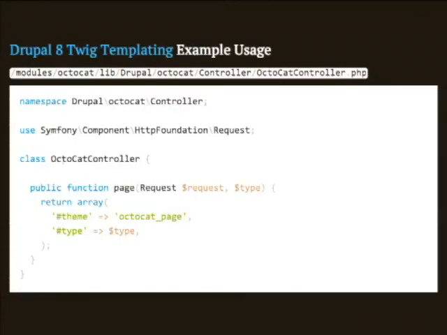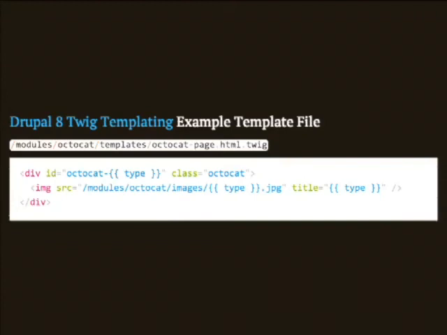So in the case of our controller, we saw this code earlier, but essentially, we have this theme function called octocat_page, and then we pass in this type variable to it that came from the page request. So in this case, I should probably be escaping this or something, or check_plain on it or whatever, but again, this is pseudocode. And then what happens is we end up getting pointed to this Twig file from our hook_theme setup, and we see that the type variable is used in various places. So in this case, we know where the images are at in the module, things like that. So a little bit basic for a Twig overview, but you can kind of see where this becomes very useful.